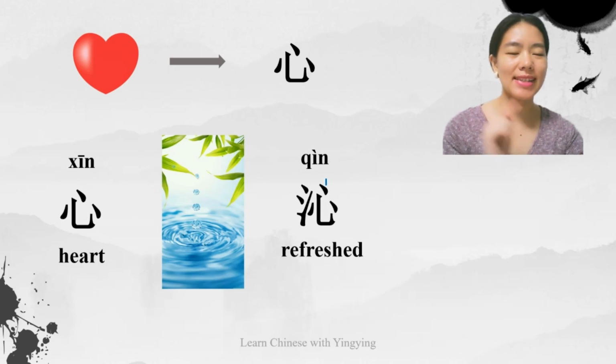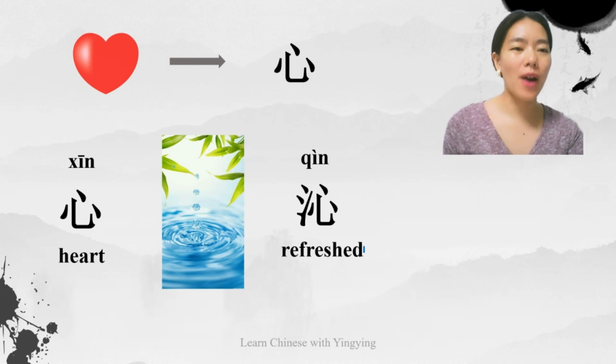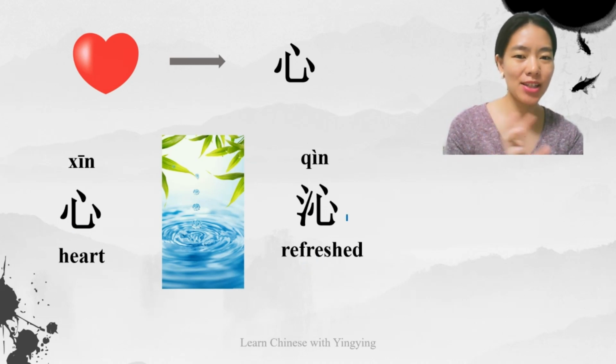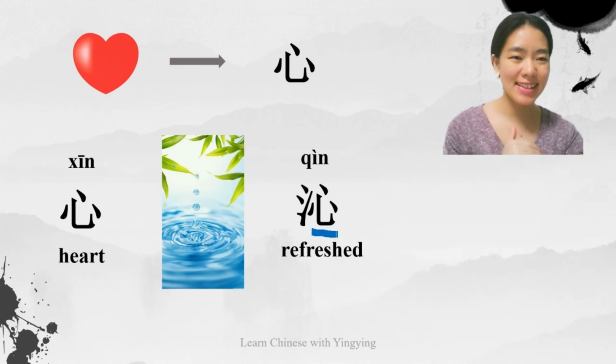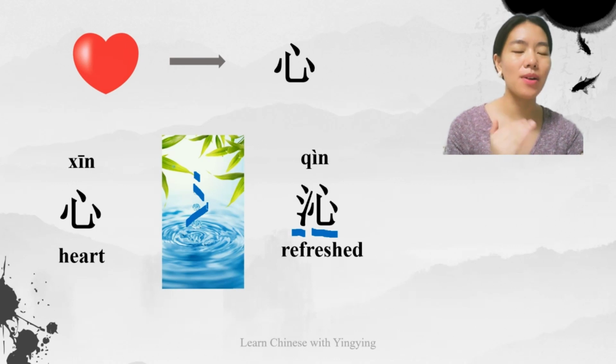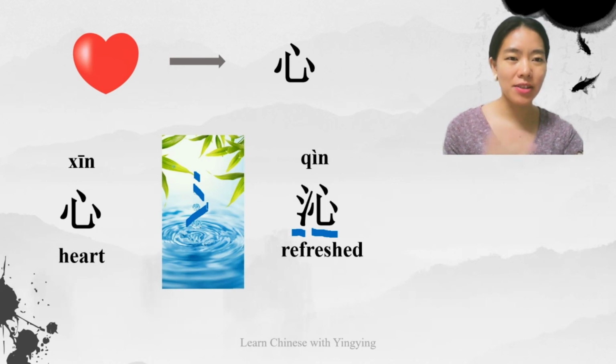And this word is qīng, qīng. It means refreshed. Can you see the association between these two? Do you see this right part is the heart, isn't it? And the left part is just three dots. And as you can see, these three dots actually symbolize water. So now can you see the association between these two?